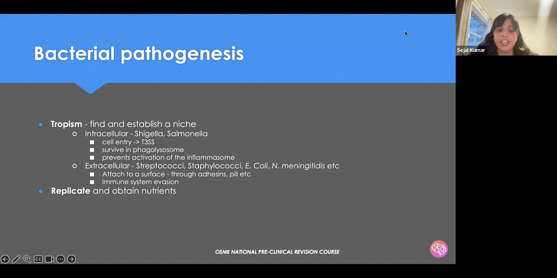And then replication, there's not much to say really. They just need to be able to replicate or obtain nutrients. They need to be able to feed themselves and form more of themselves to be successful because, as you saw earlier, the infective dose is different for each bacteria, but they need to reach that infective dose to be a successful pathogen.